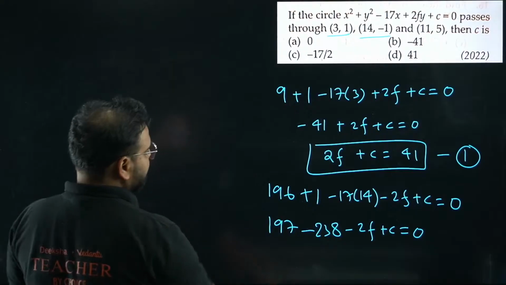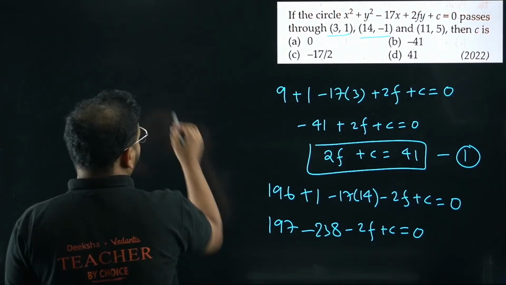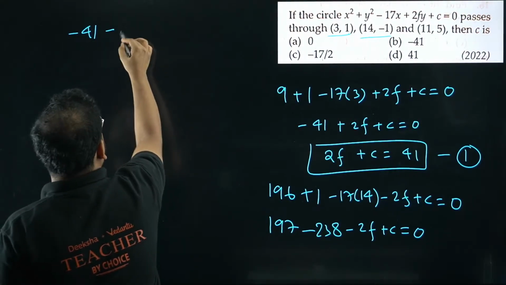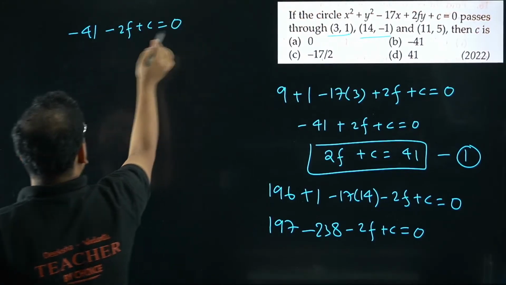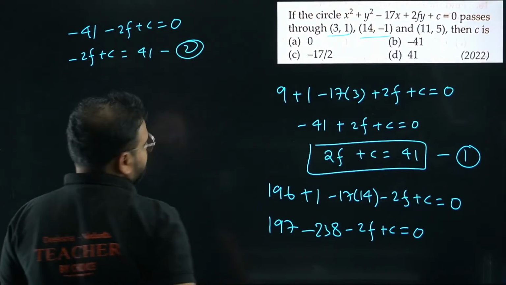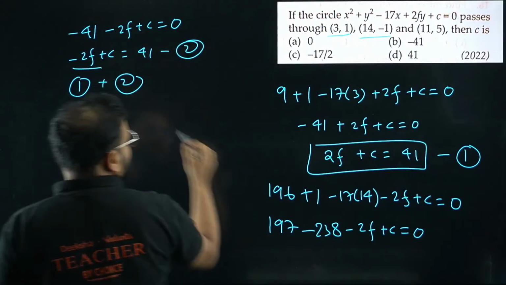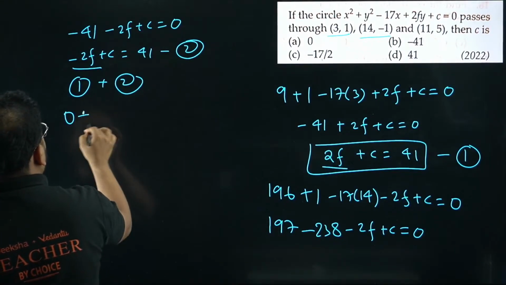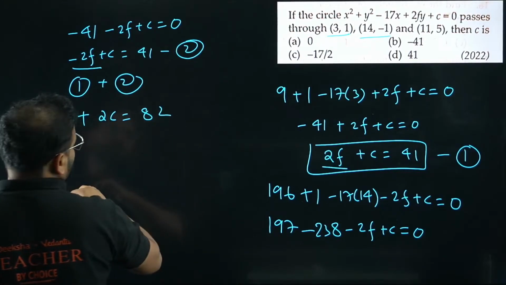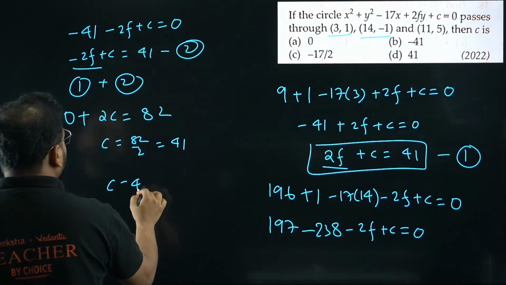Subtract this. I get 8 minus 7 is 1, 30 minus 9 is... I get minus 41 actually. Minus 41 minus 2f plus c is 0. Moving this to the other side, I get minus 2f plus c equals 41. Equation number 2, right? Add 1 and 2. The minus 2f and 2f cancel, so it will be simply 0. And I get c plus c as 2c equals 41 plus 41, so I get this as 82. c equals 82 by 2, which is simply 41. So the value of c is coming out as 41.